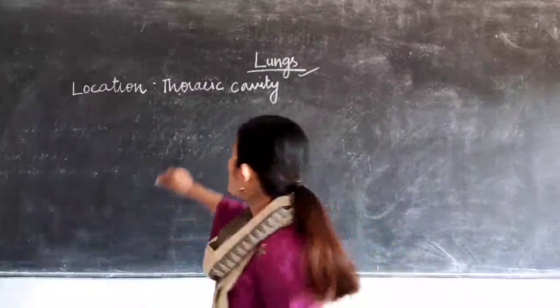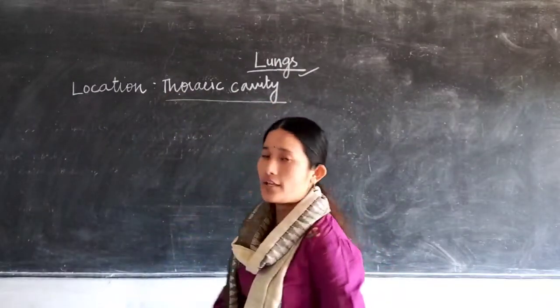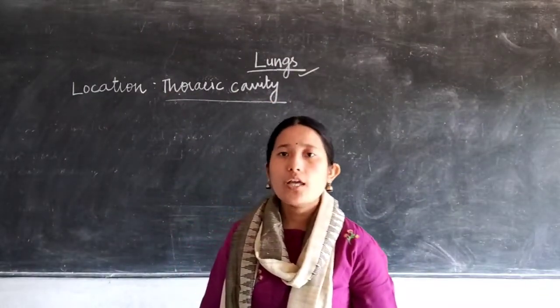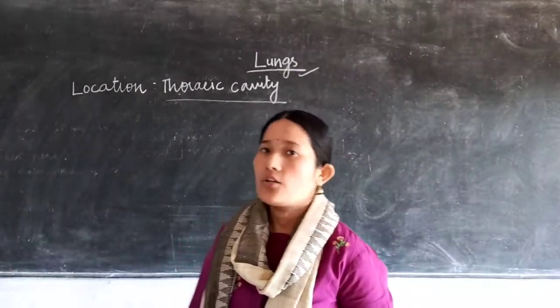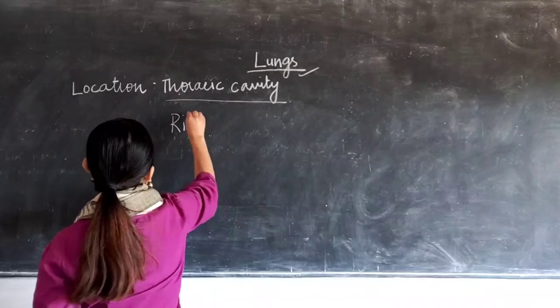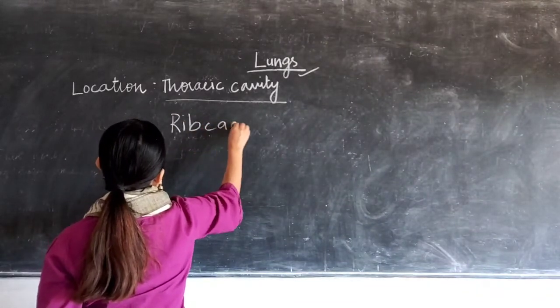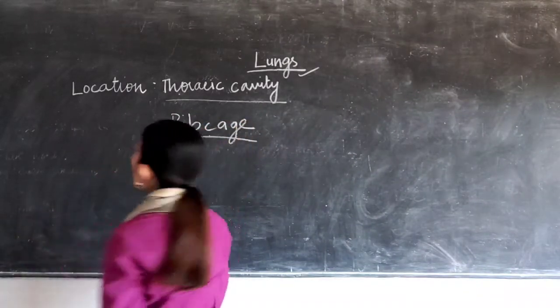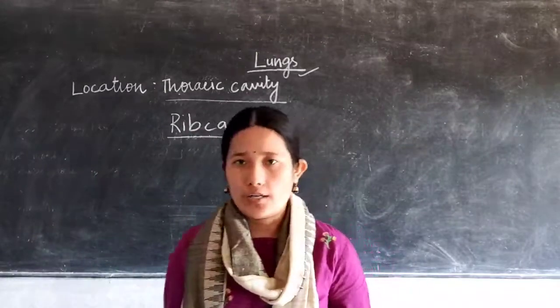Okay, where is it located? It is located in the thoracic cavity, your chest region, and your lungs are protected by a bony skeleton called the rib cage. Okay, the rib cage protects your lungs.